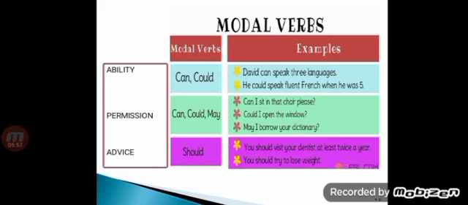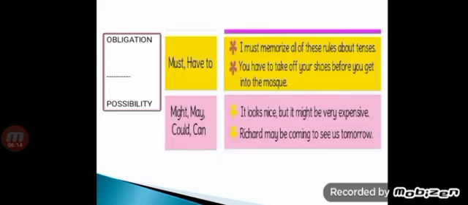Number 3. Advice. The modal verb is should. For example, you should visit your dentist at least twice a year. Number 2. You should try to lose weight. Number 4. Obligation. The modal verbs are must and have to. That means it's necessary to do something. For example, I must memorize all of these rules about tenses. Number 2. You have to take off your shoes before you get in the mosque.